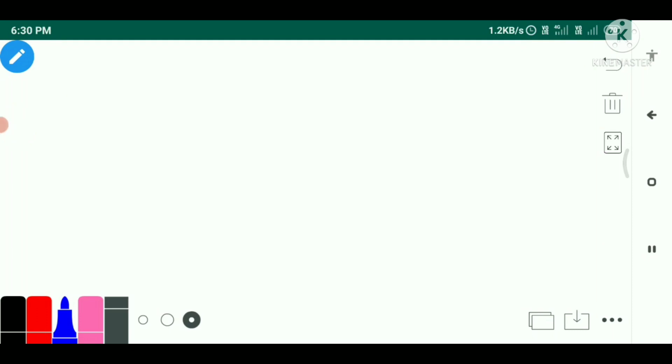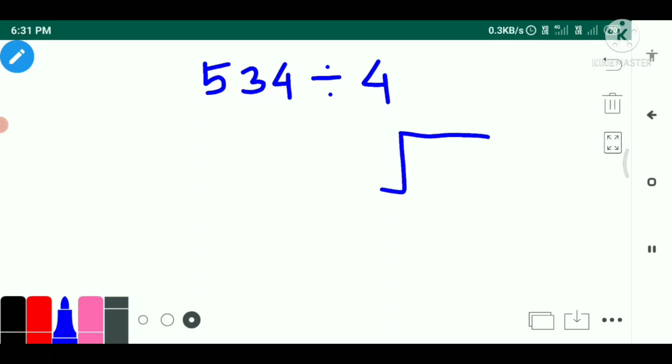So today we will learn how we can divide a 3-digit number without regrouping. Suppose we need to divide 534 by 4. So we'll make the box, right? First of all, we'll write the dividend. So our dividend is 534, and now we'll write the divisor, that is 4.